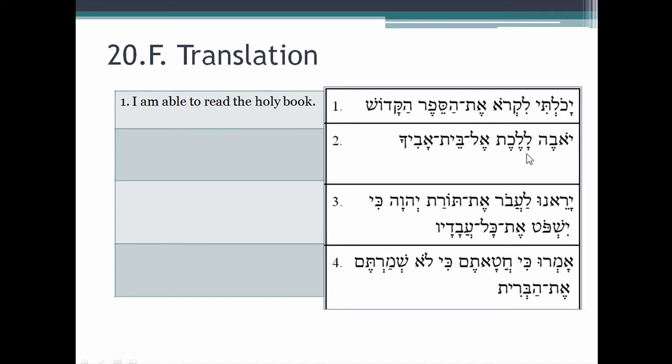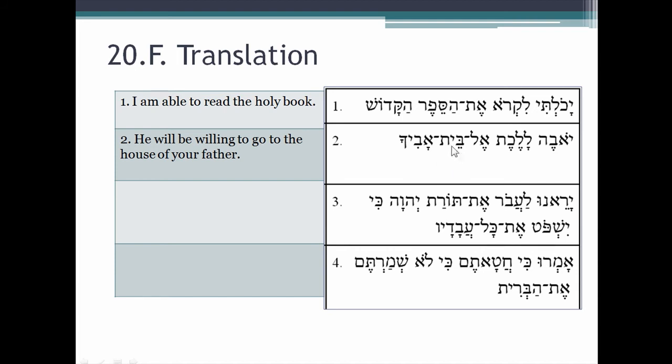This must be an infinitive construct. There's a prefix preposition. The lemma, we've seen this already a few times, would be halach. So he will be willing to go to el beit avika, the house of, again, noun, noun. Two nouns together, construct relationship.